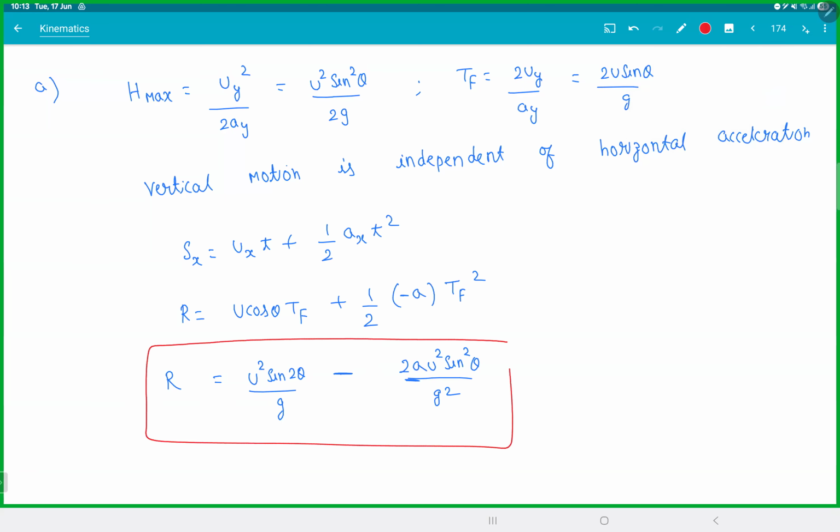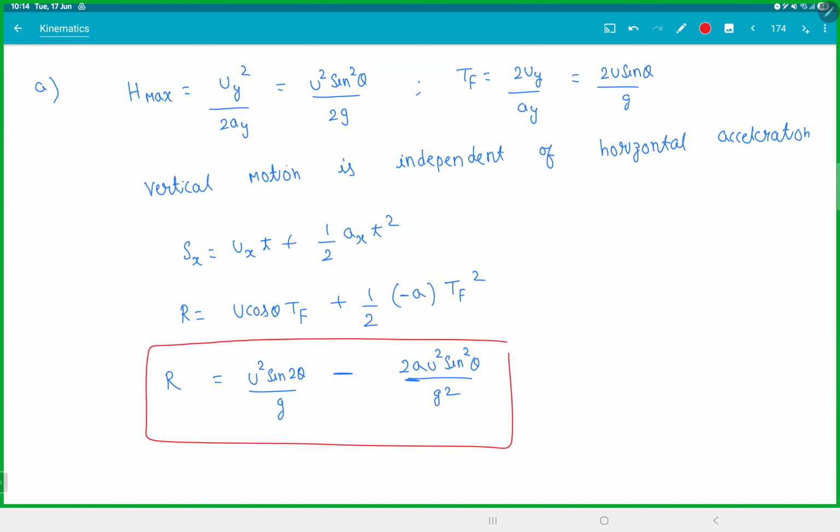So if the wind is blowing, this will be the range. It's not a standard formula. Don't need to remember, but understand how we solved it. Have a look at this. All clear with the steps? Hmax and time of flight will remain the same. That's it. Directly you can write that answer. The wind is just there to scare you. The range will get affected, because there's a horizontal acceleration now.